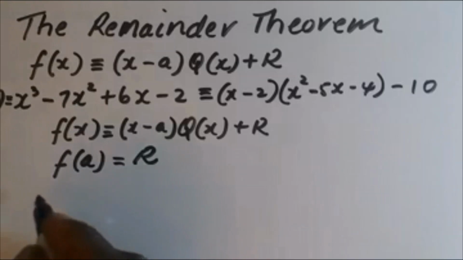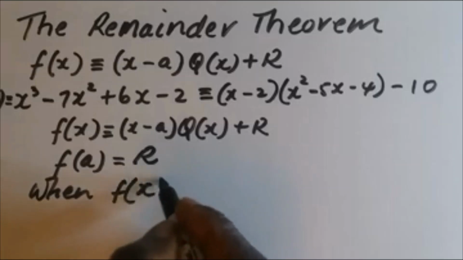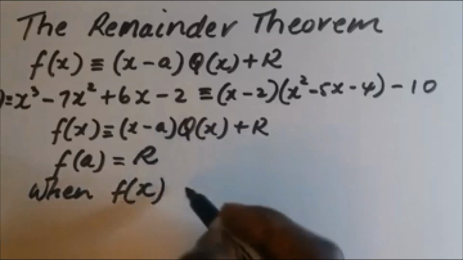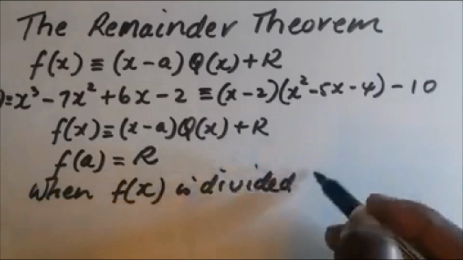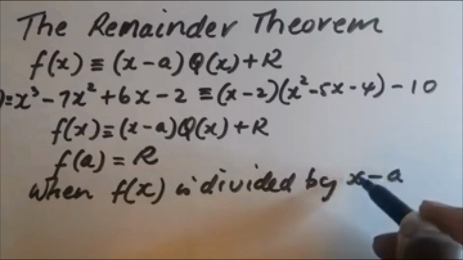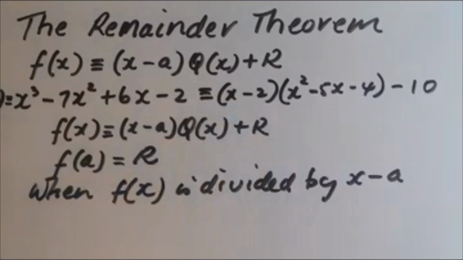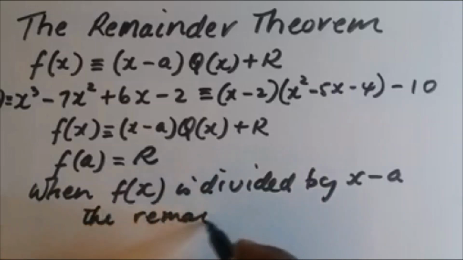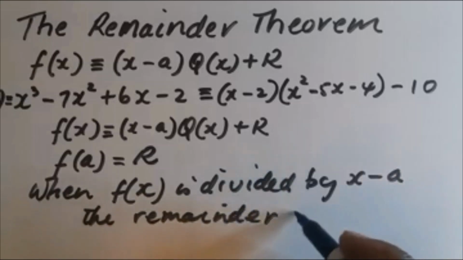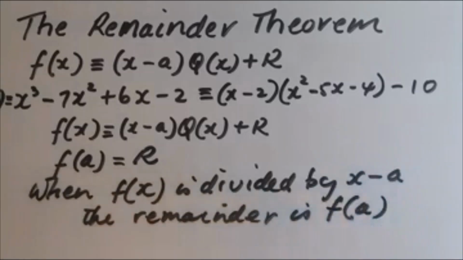So it states that when f of x is divided by x minus a, that's the linear function, in this case it was x minus 2, the remainder is f of a.